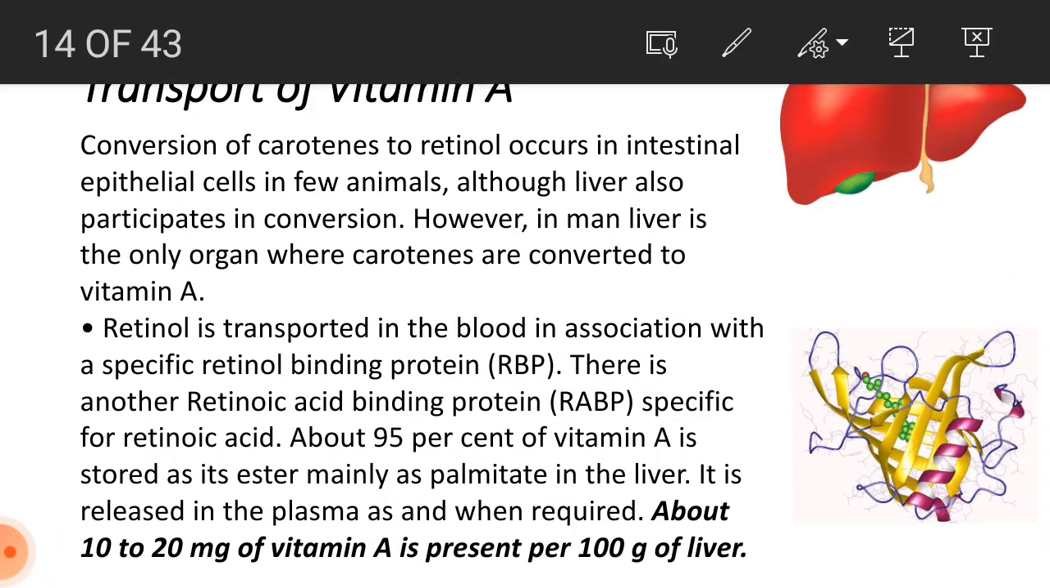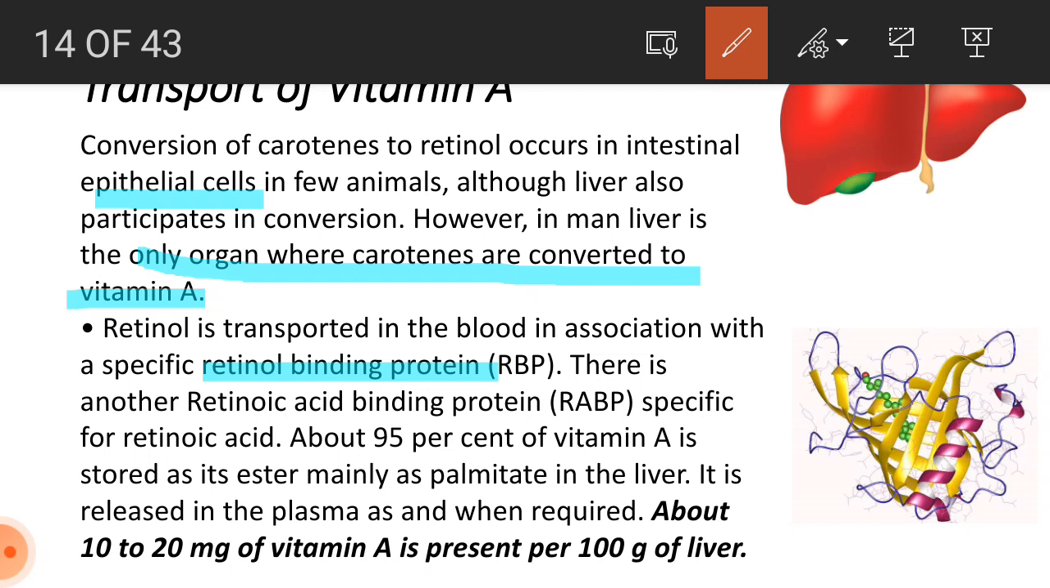Now we'll look at how vitamin A is transported. Conversion of carotenes to retinol occurs in intestinal epithelial cells in few animals, although the liver also participates in this conversion. However, in men, the liver is the only organ where carotenes are converted to vitamin A. Retinol is transported in the blood in association with a specific retinol binding protein, RBP. There is another retinoic acid binding protein, RABP, specific for retinoic acid.